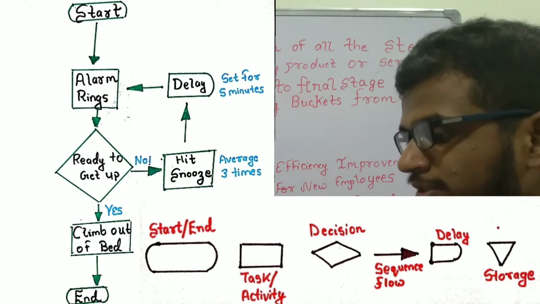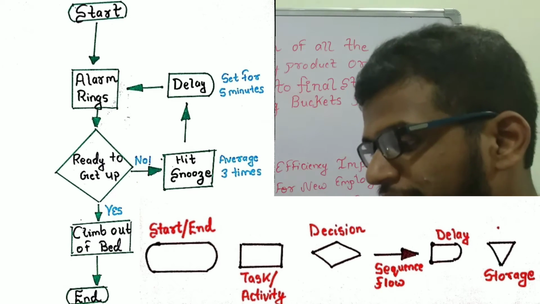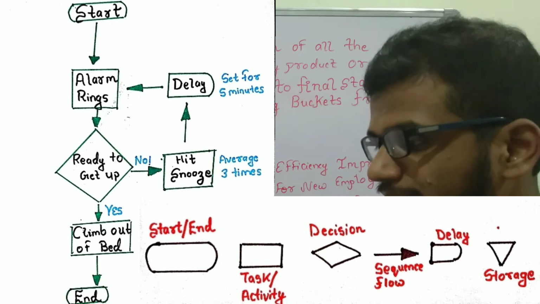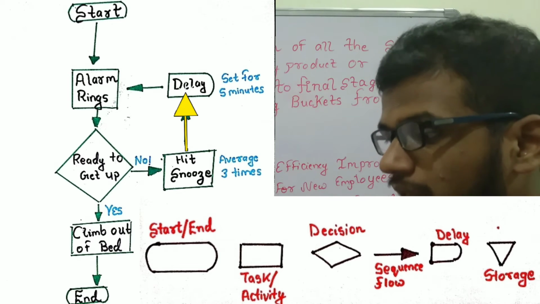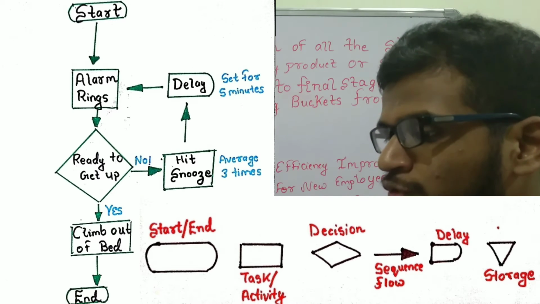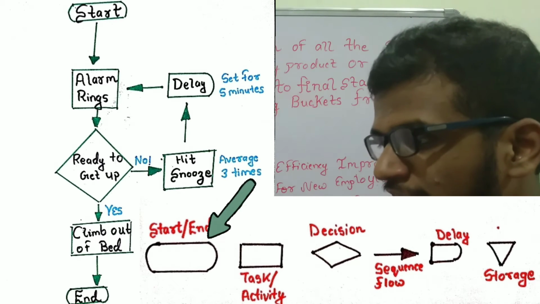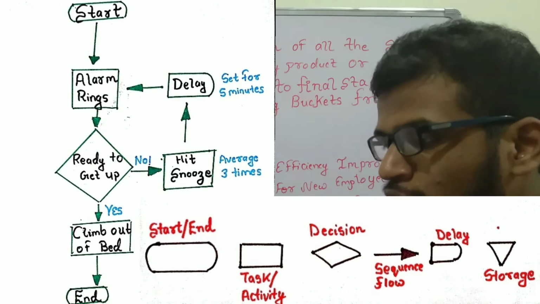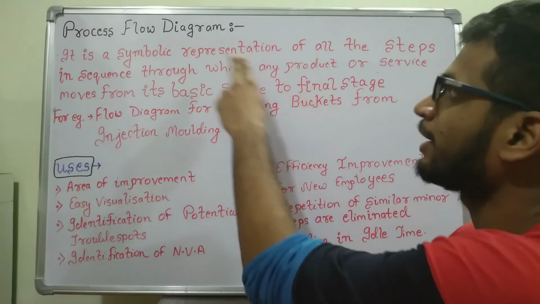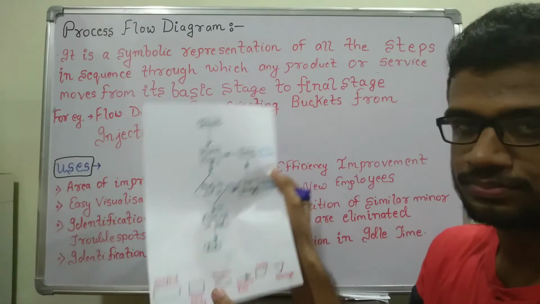If our decision is not to get up, then it is followed by hitting snooze. And hitting snooze is an activity again, and it will be within a rectangle. It is then followed by delay. Delay is denoted within this kind of shape. Then again we are back to ringing of the alarm. The ending and starting is in this shape. You can see sequence flow is denoted by arrow, and please remember the shapes. These are the rules of process flow diagram, how we are going to represent the process flow diagram. Please remember these shapes.